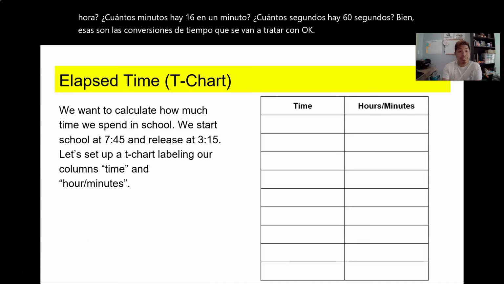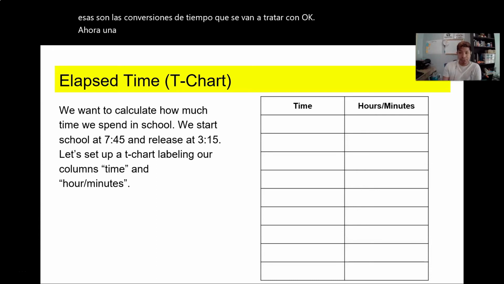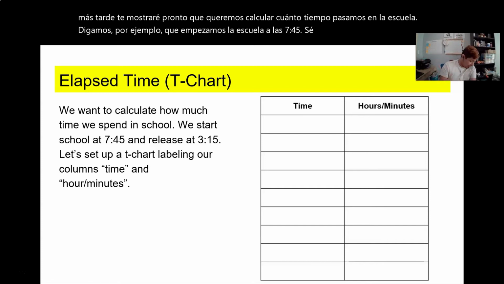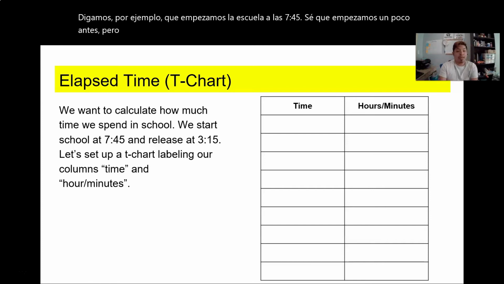Now, one strategy is to make a T-chart. This, they showed you in the video, and later on I'm going to show you too. We want to calculate how much time we spend in school. Let's say, for an example, we start at school at 7:45. I know we start a little bit earlier, but let's just say for an example, okay? And we get released at 3:15, okay?